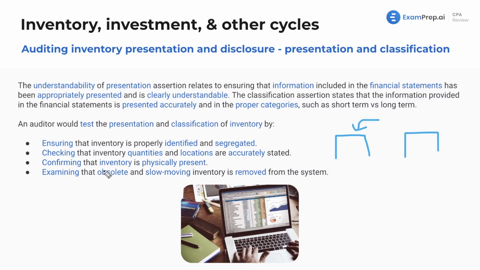We want to confirm that the inventory is physically present. Obviously, this ties into existence, but also ties into presentation and disclosure. And then examining that obsolete and slow moving inventory is removed from the system. Guess what? That would not be classified as normal inventory. That would be possibly obsolete inventory having to be written down.